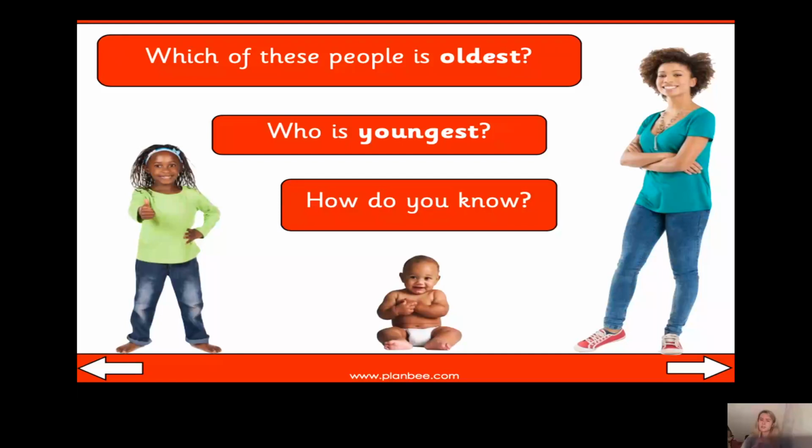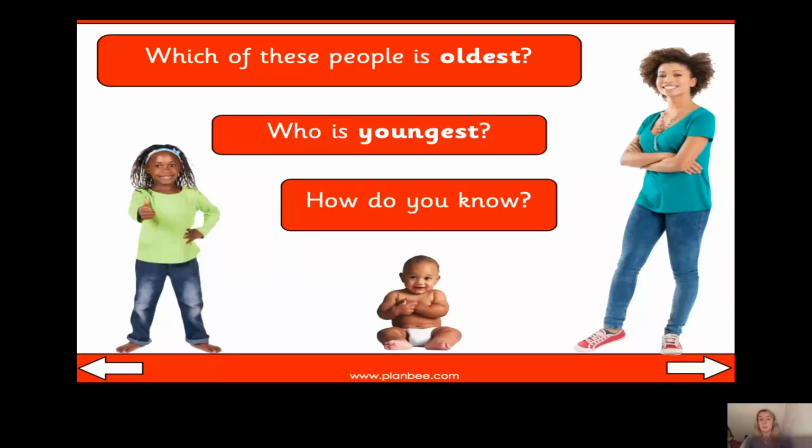And who is the youngest? Is it the child or the baby? Well, a child is normally between the ages of 3 and 12, and a baby is between the ages of 0 and 1. So who is the youngest? Yes, you're right, it's the baby, isn't it? The baby is the youngest, and then it's the child, and then finally it is the adult.